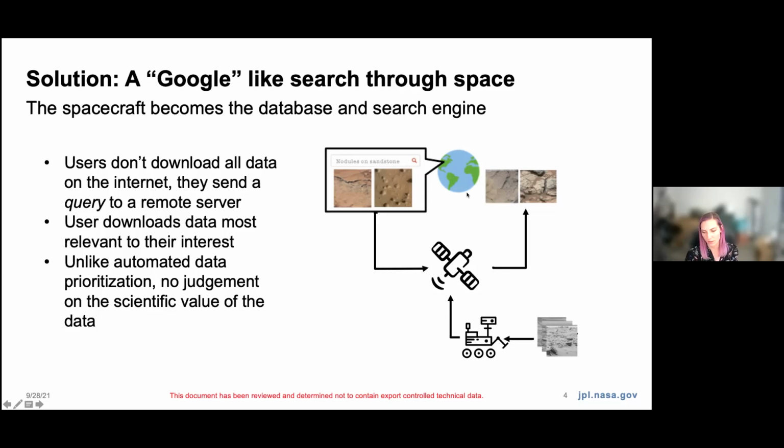So the advantage of this is that the user can define what is the most important information to them. Unlike automated data prioritization, there's no judgment placed on the scientific value of the data. The scientists themselves decide on the value of the data, and they're given the tools to find what they want.